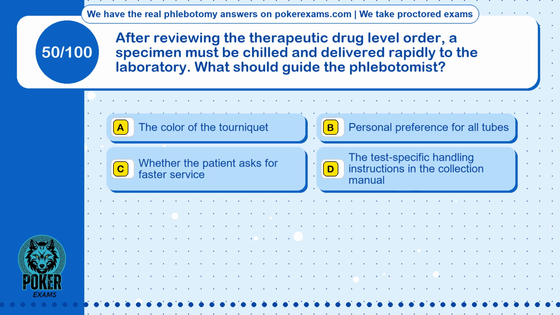Question 50. After reviewing the therapeutic drug level order, a specimen must be chilled and delivered rapidly to the laboratory. What should guide the phlebotomist? Option A. The color of the tourniquet. Option B. Personal preference for all tubes. Option C. Whether the patient asks for faster service. Option D. The test-specific handling instructions in the collection manual.